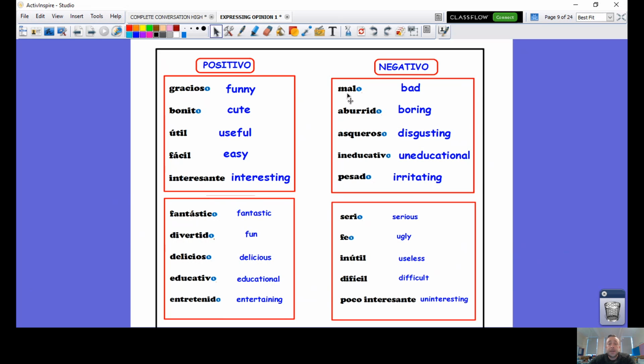We have, my turn, your turn again, malo, aburrido, asqueroso, ineducativo, pesado, serio, feo, inútil, difícil, poco interesante. We're going to be using those adjectives for forming and writing some sentences, so make sure you can see these or have these possibly printed off.